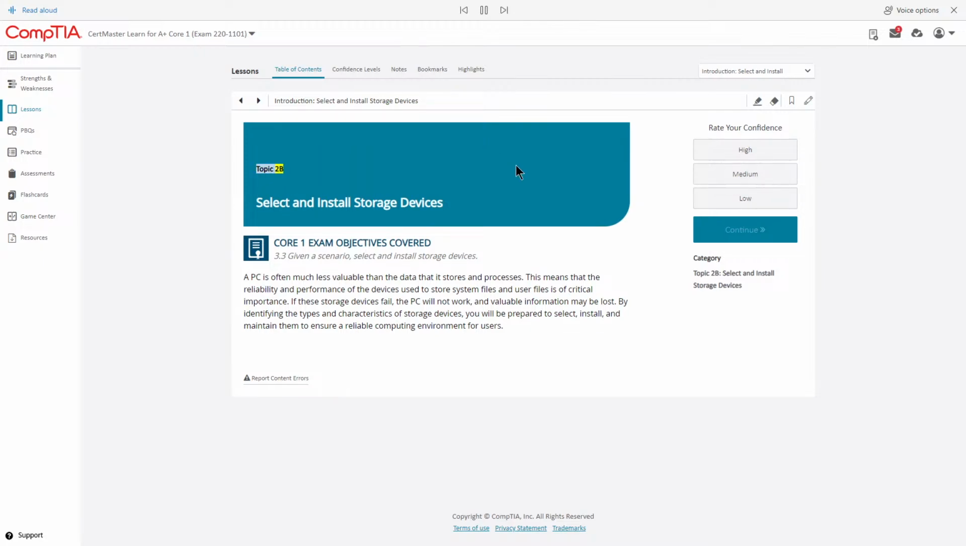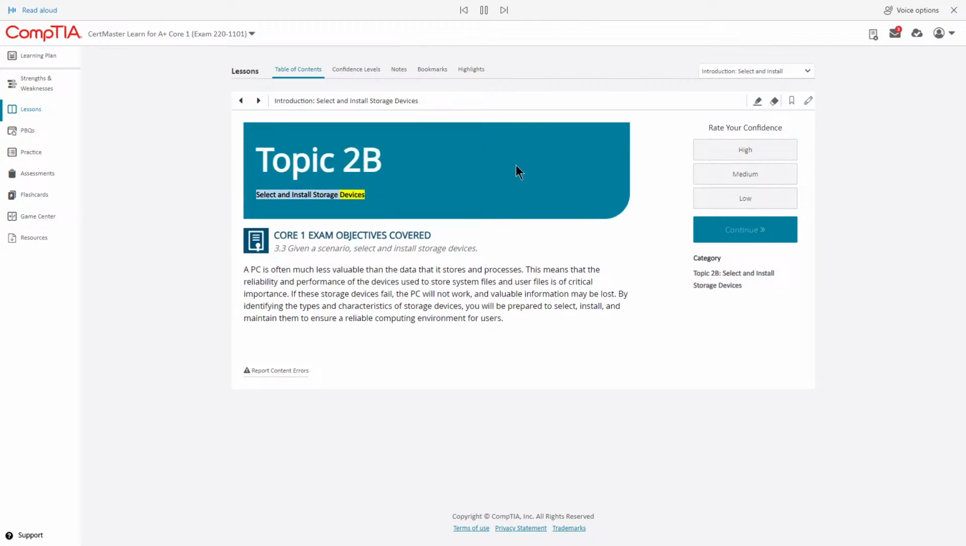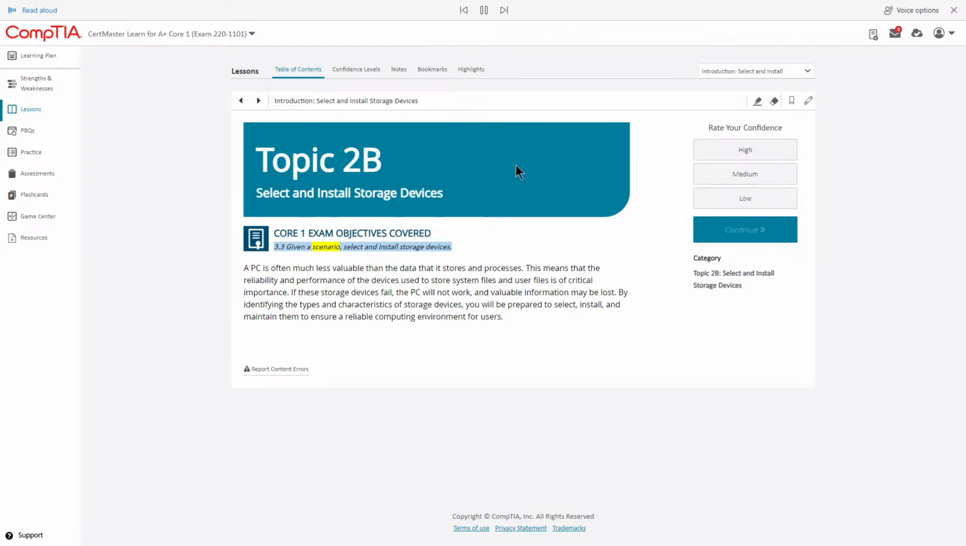Topic 2b. Select and install storage devices. Core 1 exam objectives covered. 3.3 Given a scenario, select and install storage devices.